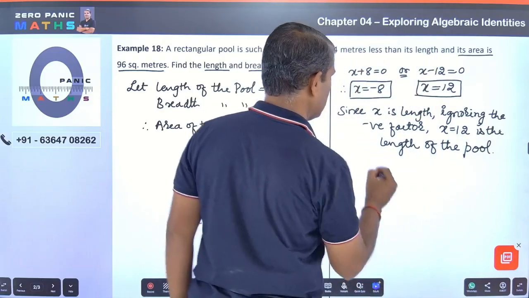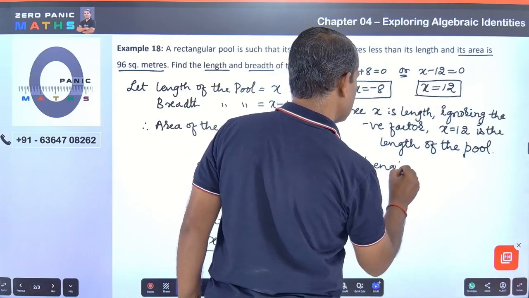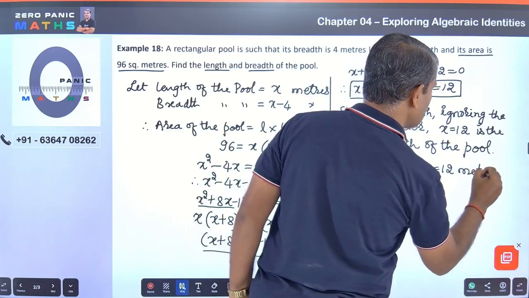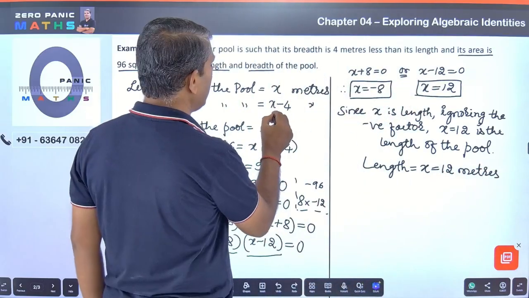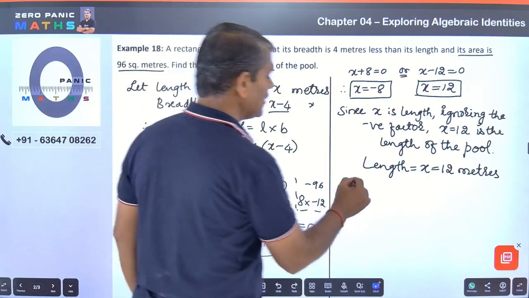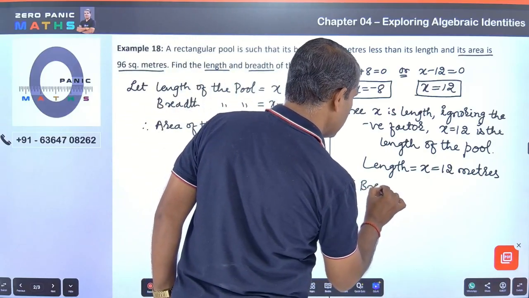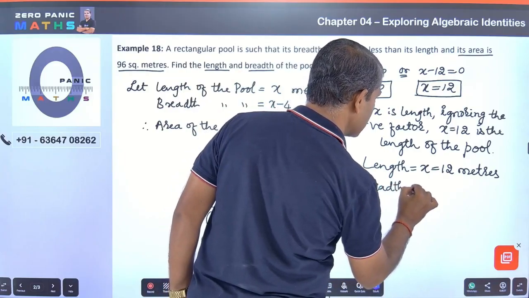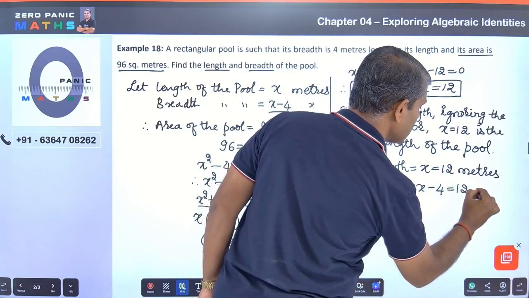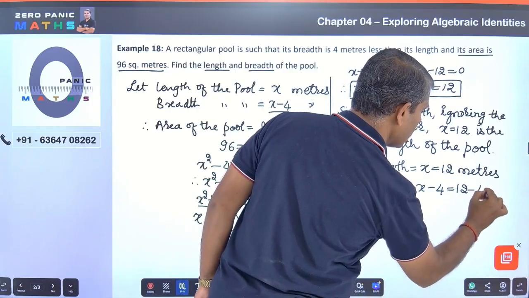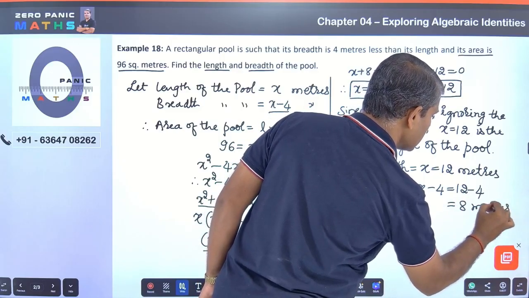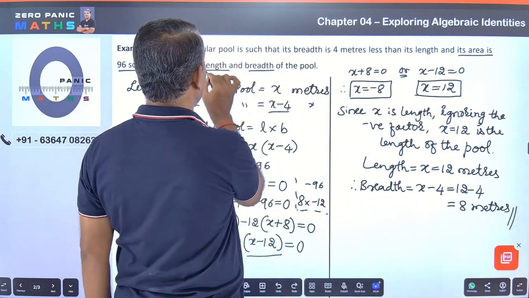So that is one thing. So finally you can write length is equal to x is equal to 12 meters, and based on the length itself we have breadth also, because breadth is given as 4 meters less than the length. So therefore breadth also, they want length and breadth as the final answers. Finally breadth is equal to x minus 4, and that is 12 minus 4, which is equal to 8 meters. So this is the answer to the question that they wanted, length and breadth.